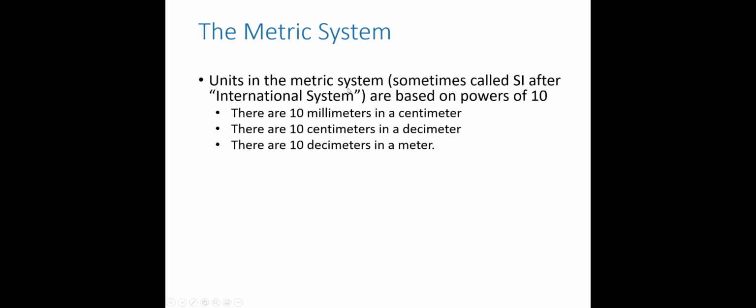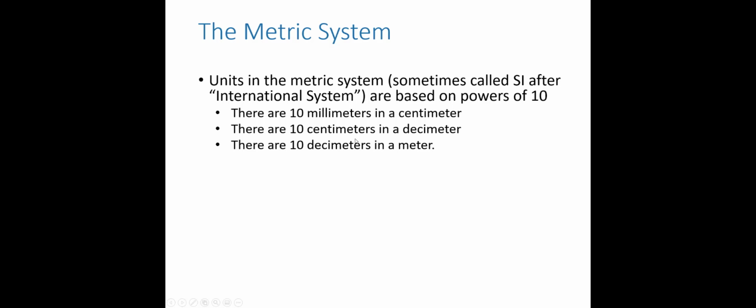The metric system, on the other hand, is always based on powers of 10. So either the number 10 directly or the number 1,000, which is itself a power of 10. So, for example, if we're looking at units of length here, we know that there are 10 millimeters in a centimeter, 10 centimeters in a decimeter, 10 decimeters in a meter.